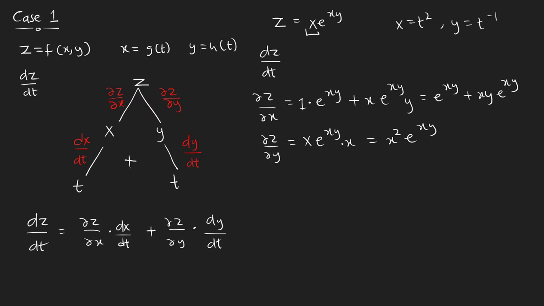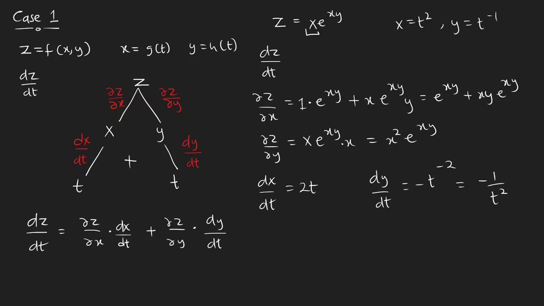So now let's find dx/dt. We have x to be t squared, so dx/dt will be 2t. And then we are going to find dy/dt. y is equal to t to the power minus 1. So dy/dt will be minus t to the power of minus 2, which is the same as minus 1 over t squared. Okay, let's take note of this.